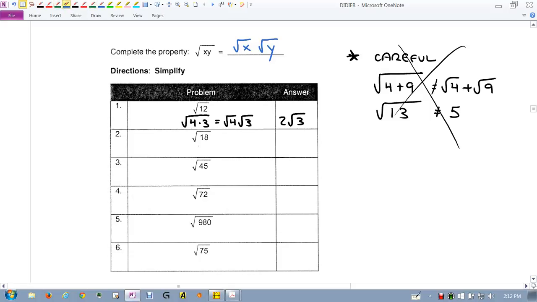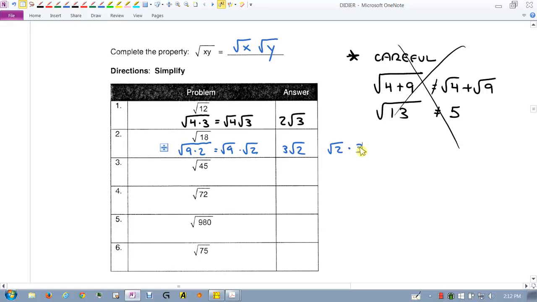9, so 9 and 2. So we can break this down to be square root of 9 times 2, square root of 9 times square root of 2, which is 3 root 2. Now, would it be wrong for me to write it this way? Root 2 times 3. Do they mean the same thing? This means take 3 and multiply times the square root of 2. This means take the square root of 2 and multiply times 3. These are the exact same expressions.